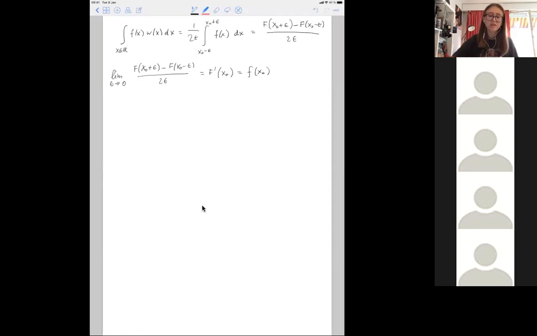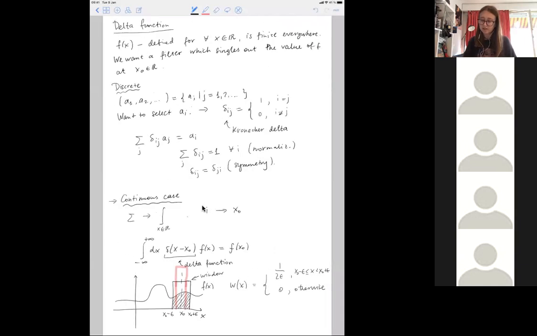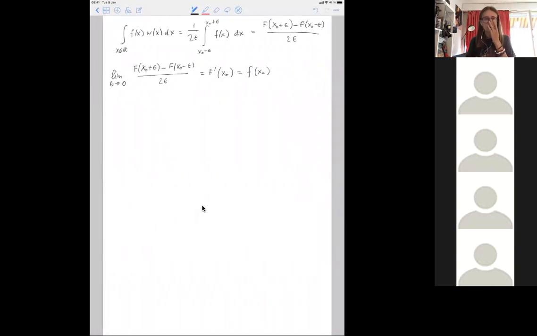However, the delta function cannot be defined as just this function, because, as you can see, this function w of x would be ill-defined in the case of epsilon equals 0, because it would just be infinity at point x0. This is not a good definition, but it's a good way to get an idea of how the delta function can be approximated.